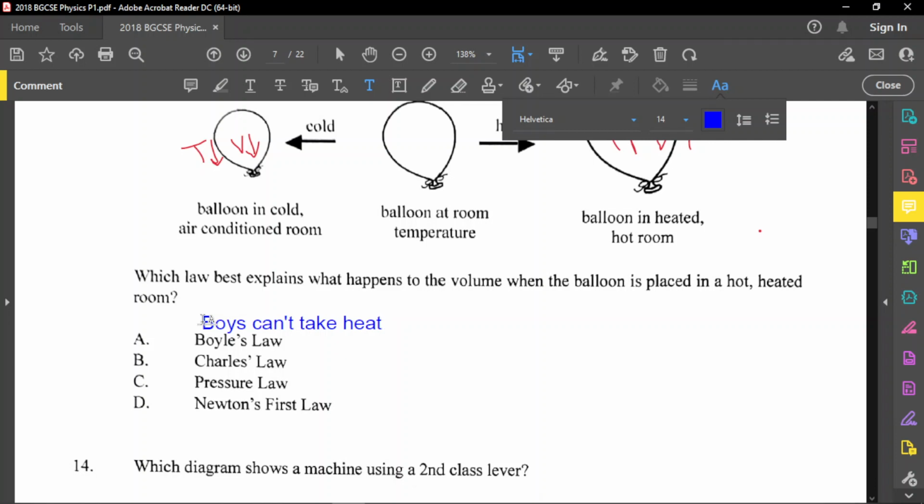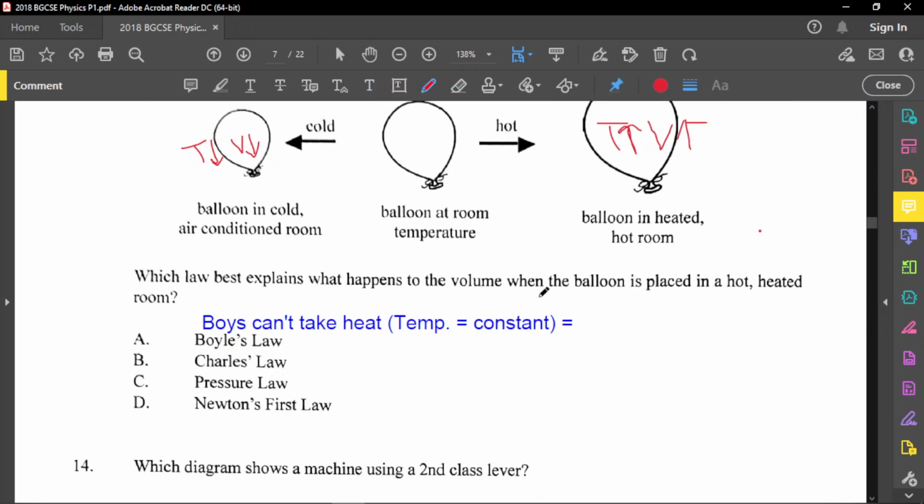So if boys can't take the heat, in Boyle's law, temperature is constant. Let's say T, temperature, is constant. Temperature is the same or remains the same. Again, boys cannot deal with the heat, so they don't talk about heat at all. So the only thing that boys, representing Boyle's, actually talk about is that as the pressure increases, so now there is no temperature.